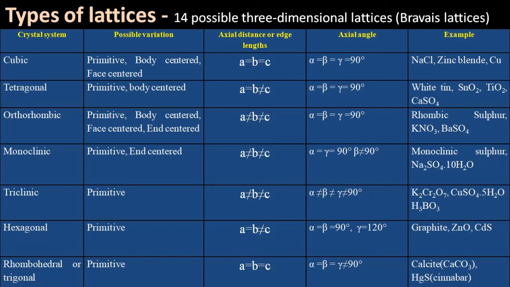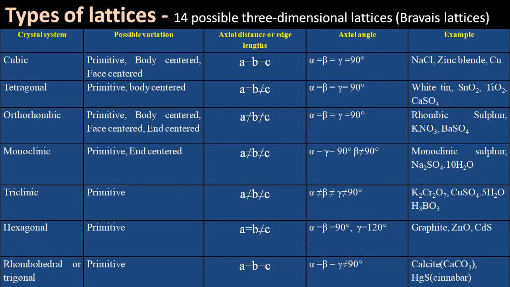And then hexagonal: alpha and beta will be equal to 90 degree, but gamma will not be equal to 90, it will be equal to 120 degree. Rhombohedral structure will have alpha, beta, gamma equal to each other, but not equal to 90 degree. So this is about the 14 Bravais lattices. And the examples are also given.